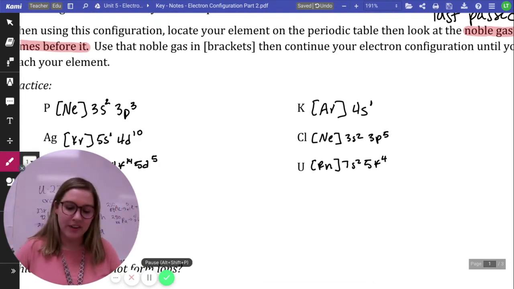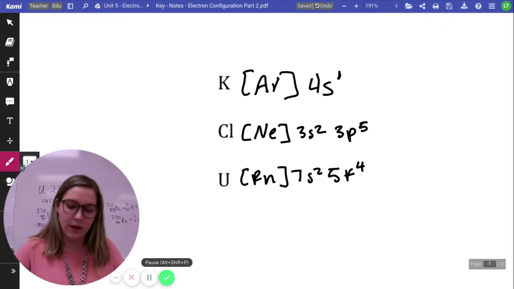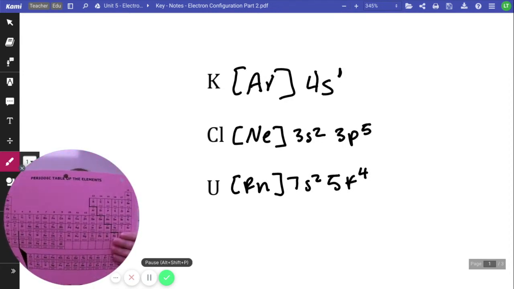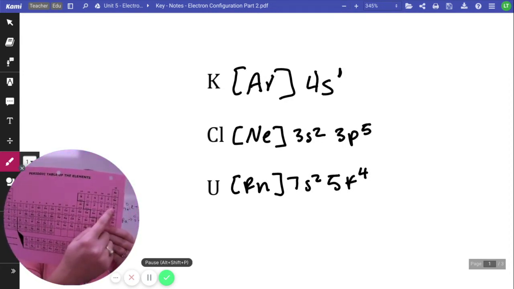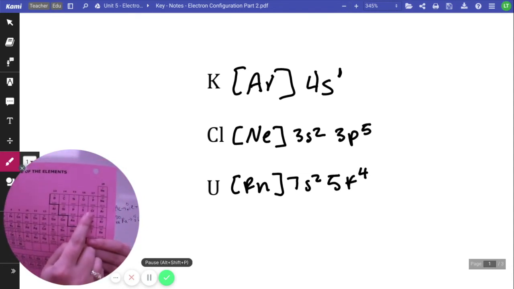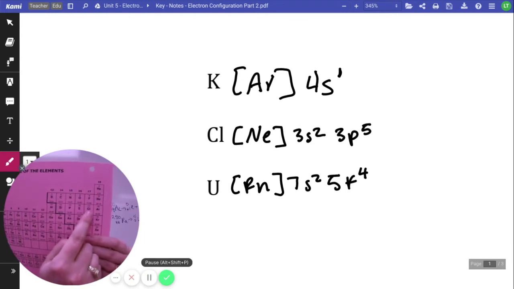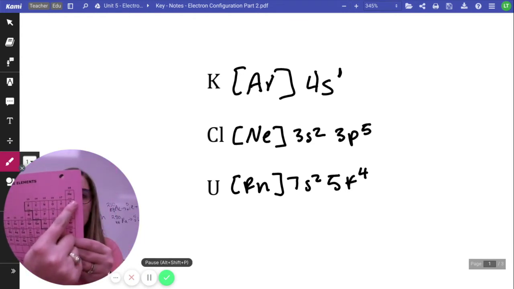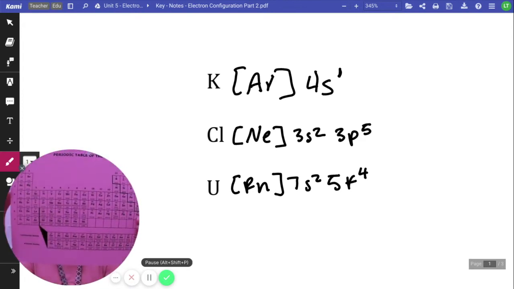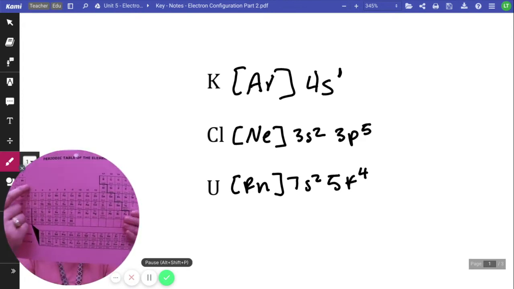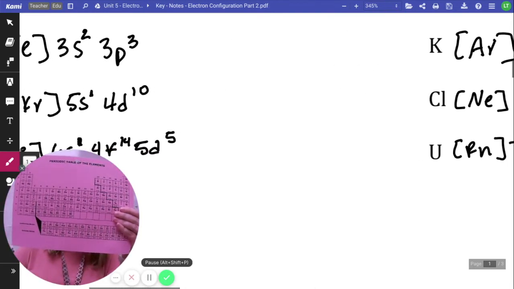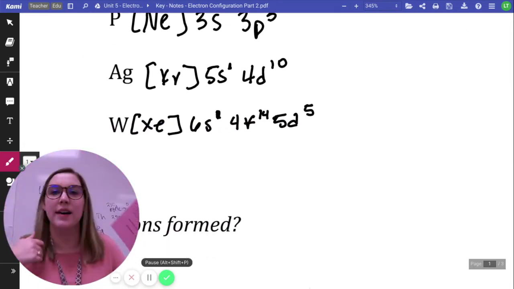Let's go over them. All right, so starting with chlorine. So chlorine is right here, number 17. I don't know why I was going to say 35. It's number 17. So the last passed gas for chlorine is neon. All right, so we start from neon. We get 3s2, 3p5. All right. And then next we had tungsten.